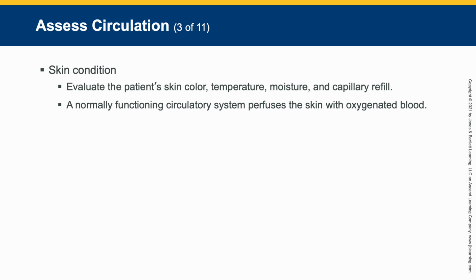Now, normal skin color, temperature, and moisture are going to indicate blood is flowing well and the body is oxygenated. Poor circulation, on the other hand, is going to lead to skin that's pale, white, gray, or ashen, okay? In cases of low oxygenation, the skin actually might appear blue, which we'll call cyanotic, especially around the lips, the fingertips, and the mucous membranes.